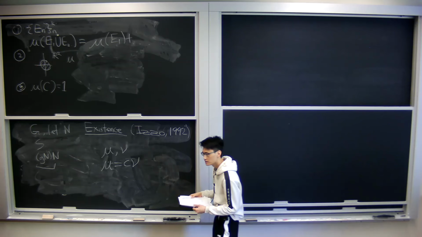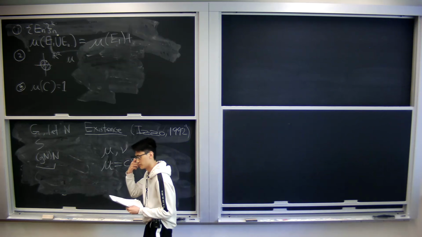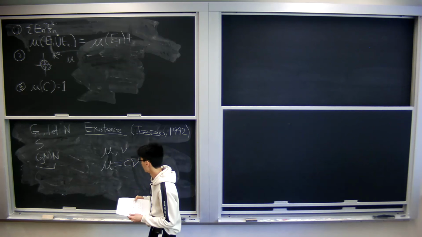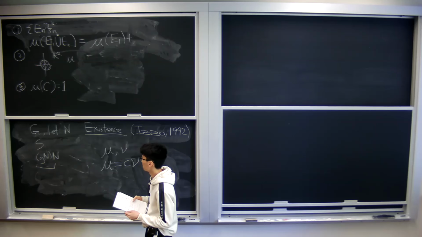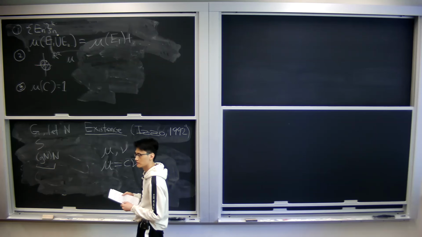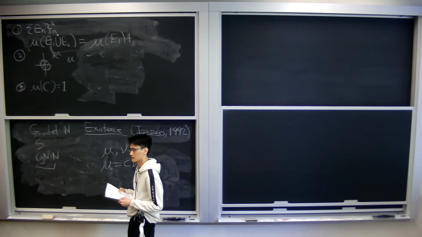Pardon? Sorry, I have hearing problems. In the case of a compact group, you can make it absolutely unique, right? You just say the measure of the whole group is equal to 1. If you say that, then it would have to be absolutely unique, right? Yes, it would. But is that any easier to prove?